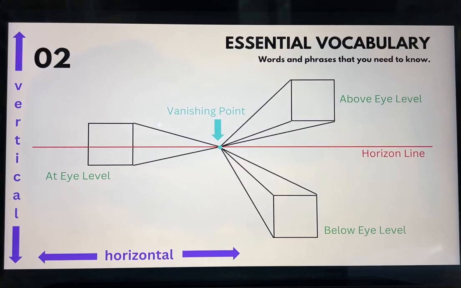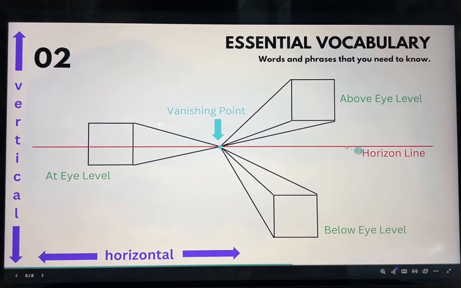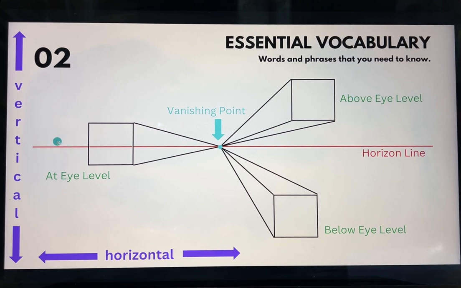So, essential vocabulary. These are the words and phrases that you need to know. Starting with vertical and horizontal, basic directions. Vertical is going up and down, horizontal is going side to side. The horizon line, which you see represented here in red, is the line in which, if you're drawing an outdoor scene, it's where the sky meets the earth. So the horizon goes across. When you're doing an indoor scene, you still have a horizon line. Obviously, you're not showing the sky or the earth, but you still need that center line.